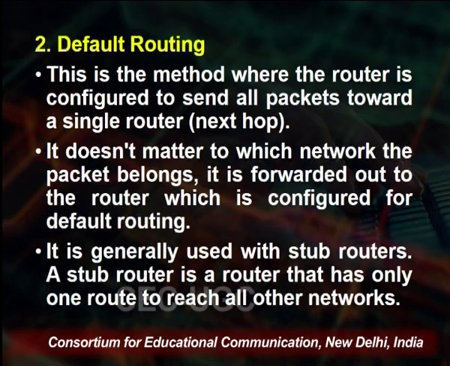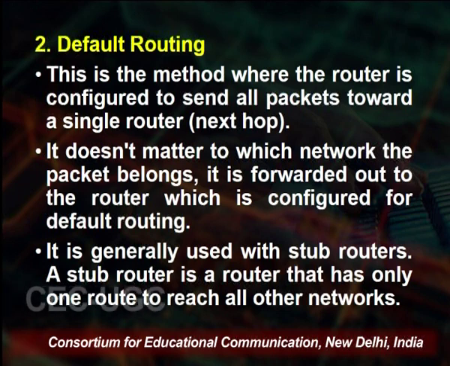So default routing is a method where the router is configured to send all the packets towards a single router, which is going to be the next hop, and it does not matter to which network the packet belongs. It is forwarded to the router for which it is configured. In default routing, all the packets are forwarded to that router irrespective of the network to which the packet belongs.